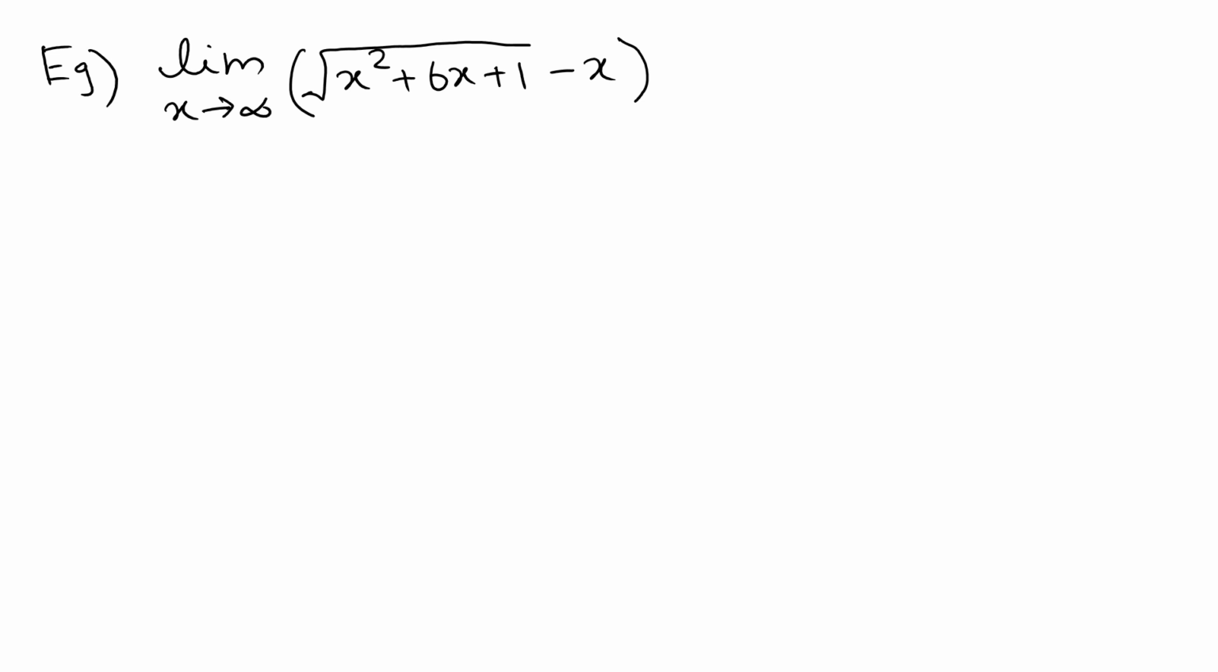As the next one, we have limit as x goes to infinity of the square root of x squared plus 6x plus 1, minus x. If you get a problem like that, what we normally do is use the conjugate method. So we're going to multiply by the conjugate.